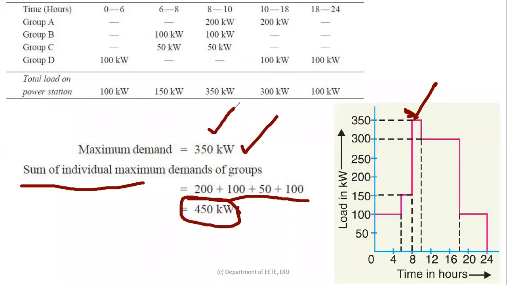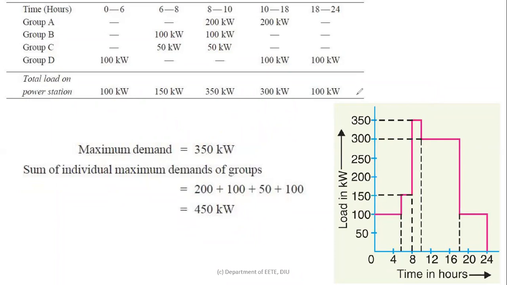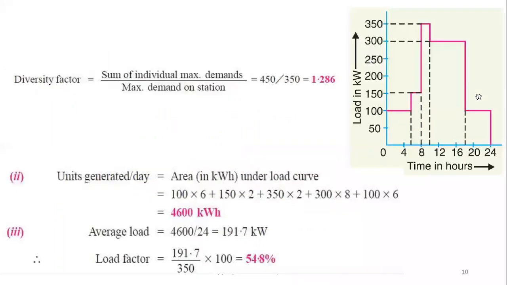So the diversity factor will be 450 divided by 350. The diversity factor, we all know, is the sum of individual maximum demands divided by the maximum demand of that zone. So 450 divided by 350 will be the diversity factor. So let's go to the next slide, then we'll find out what the other things are.